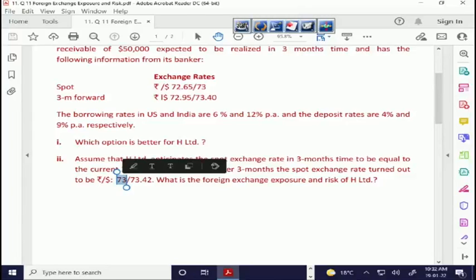So 73.42 is higher as compared to the expected rate of 72.95. What is the foreign exchange exposure and risk of H Limited? Now, although I don't agree with the answer which is given, there is no sense in trying to divert you towards what I think and what knowledge I have.